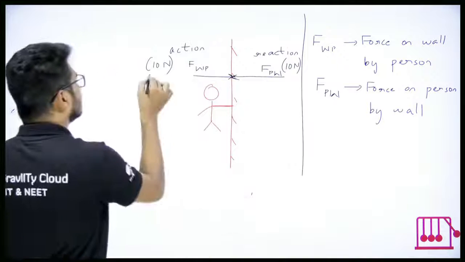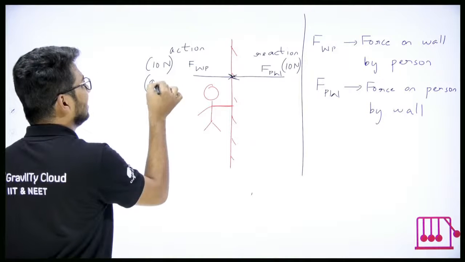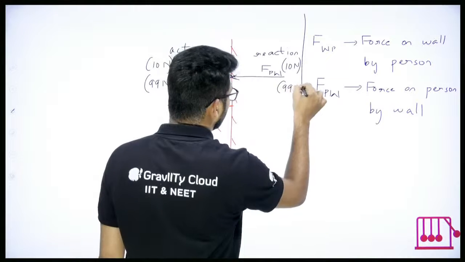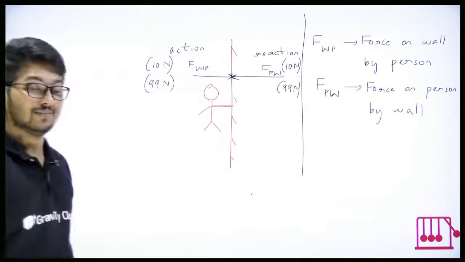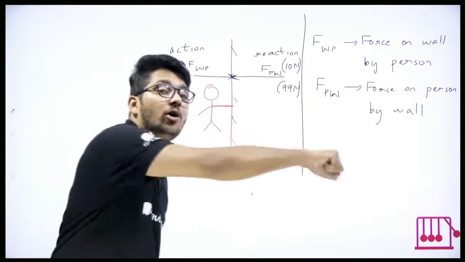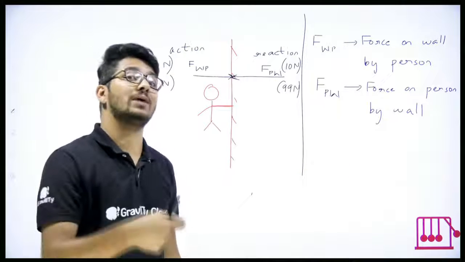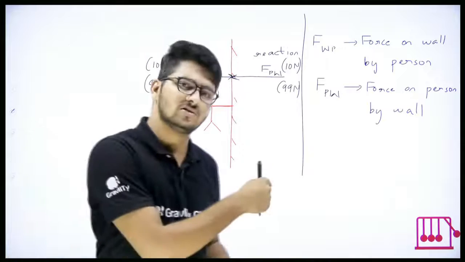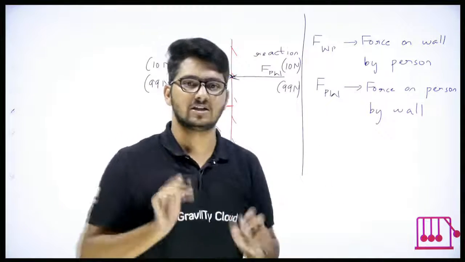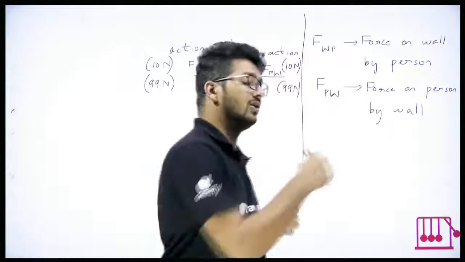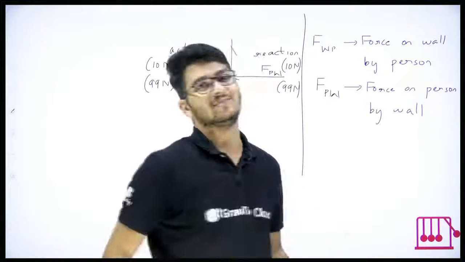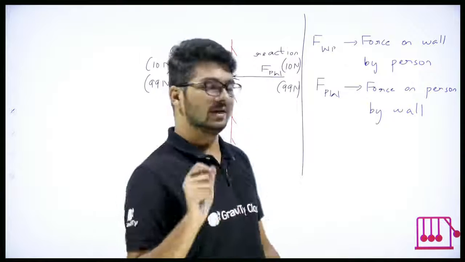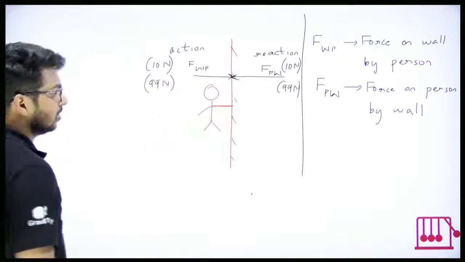Equal. If this was, let's say, 99 Newton, this will be how much? 99 Newton. That means the harder you hit the wall, the more pain you will feel. Yes or no? If you hit it with less force, the wall will hit you back with less force. But when you hit it with more force, the wall will also hit you back with more force. Right? So be careful. Understood?